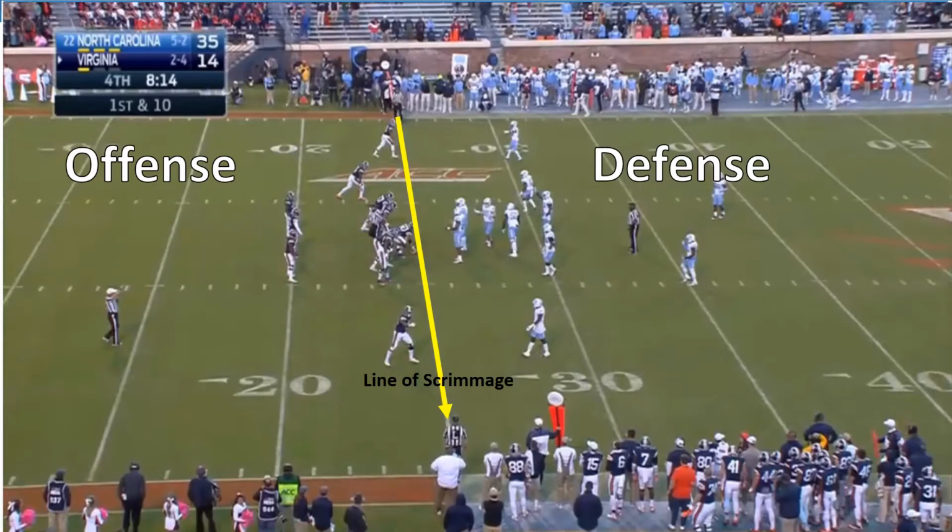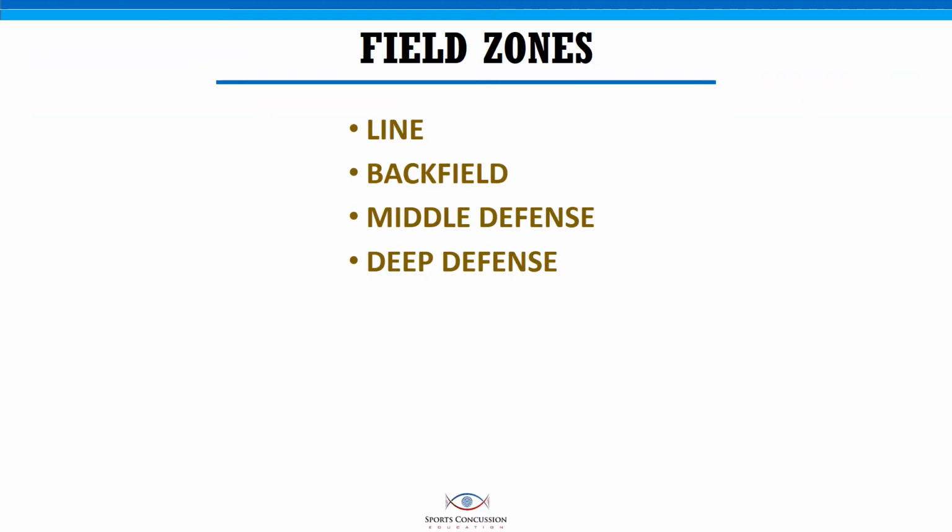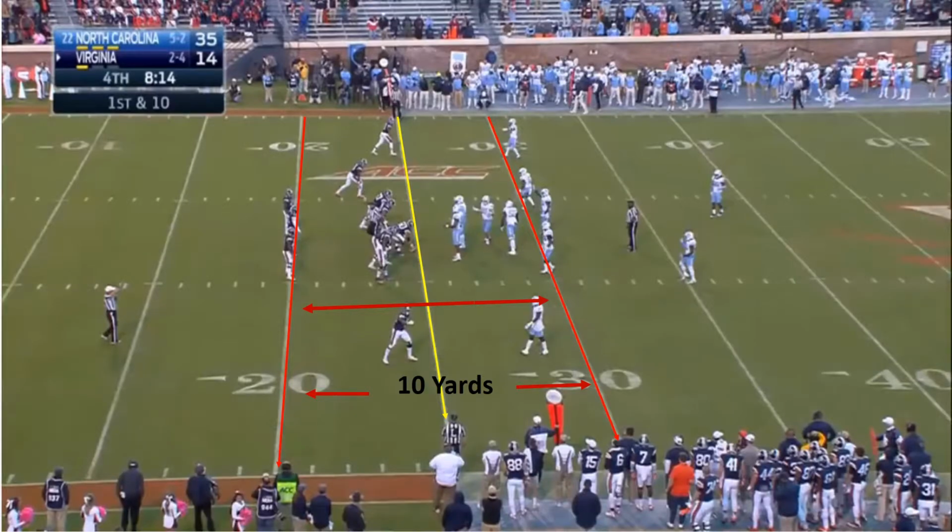The field zones are based on the line of scrimmage, which in this slide is yellow, in case you missed it. There are four field zones: the line, the backfield, the middle defense, and the deep defense. The field zone defined as a line spans 5 yards behind the line of scrimmage to 5 yards ahead of the line of scrimmage. This definition was chosen for several reasons.